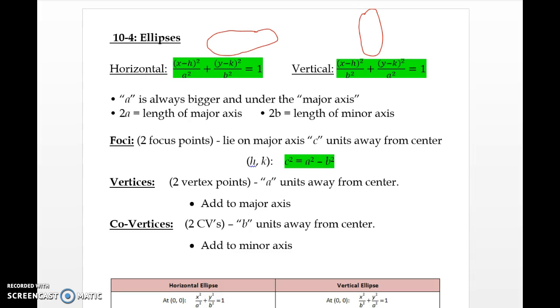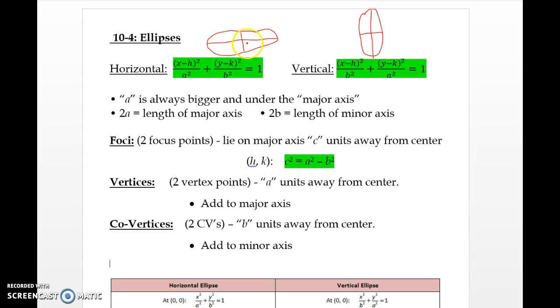Also, a is the bigger number always. b is the smaller number. We use words like major and minor. Major meaning bigger to describe a, minor meaning smaller to describe b. We call it the major axis or the minor axis. So the major axis would be the bigger axis. That's the whole line that goes across. So if a is under your x, then x will be bigger, which is why it's horizontal. If a is under your y, then your y will be bigger and it will be vertical. And your minor axis is the smaller one.